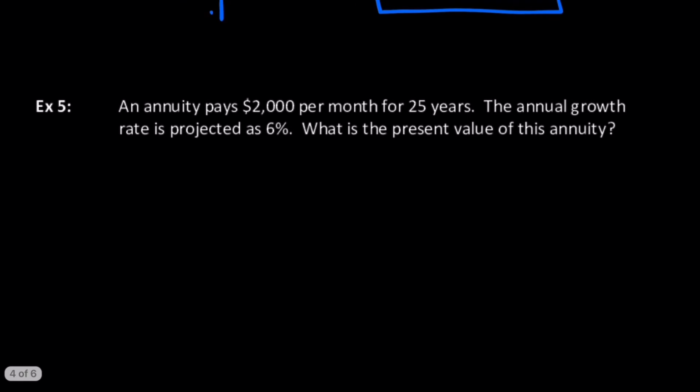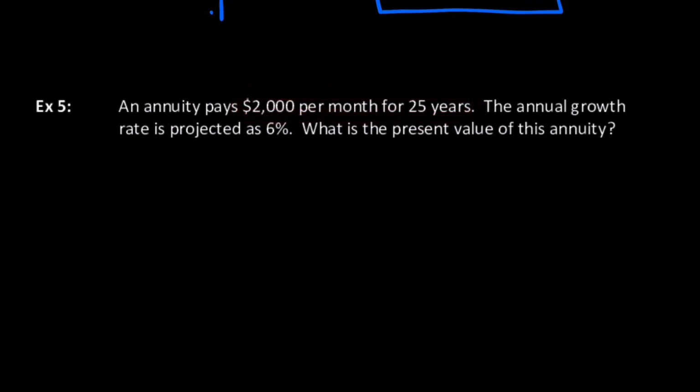Okay, one more, and then we're going to kind of compare and contrast these two things, and hopefully tie it all together. An annuity pays $2,000 per month for 25 years. The annual growth rate is projected at 6%. What is the present value of this annuity? So again, the only thing that's moderately challenging here, $2,000 per month for 25 years.